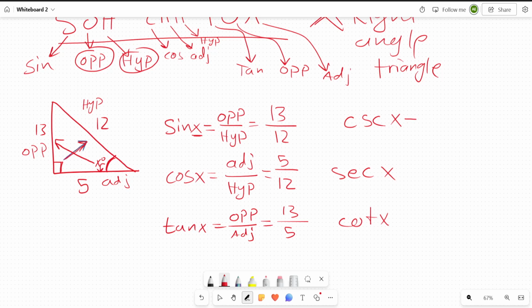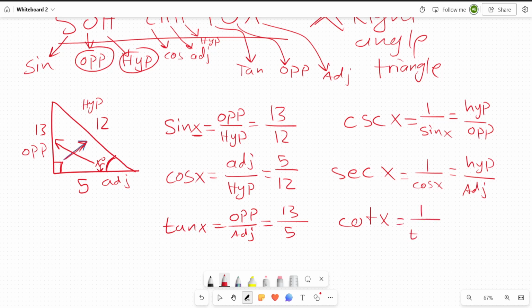What do I mean? Cosecant x equals 1 over sine x. And 1 over sine x means that I will flip this opposite over hypotenuse to give me hypotenuse over the opposite. Secant x is 1 over cosine x, which is going to equal the hypotenuse over the adjacent. And cotangent equals 1 over tan x, which is going to equal the adjacent over opposite.